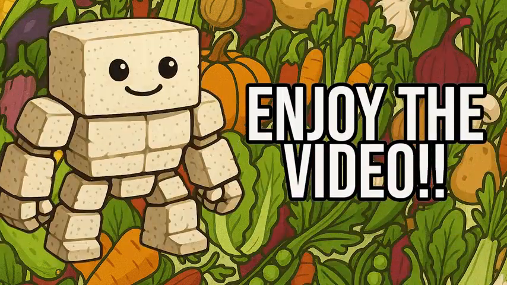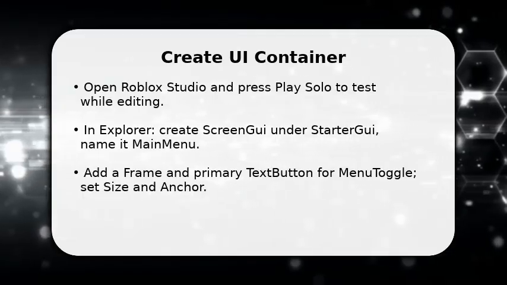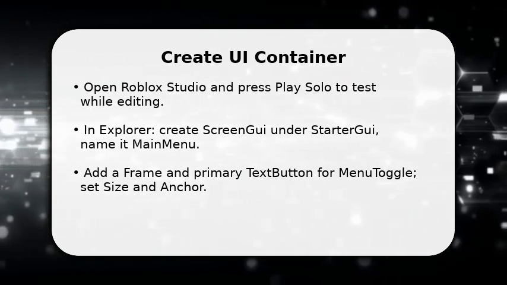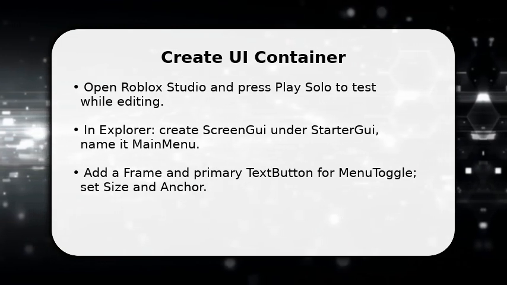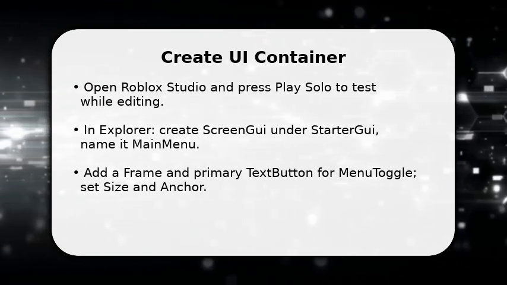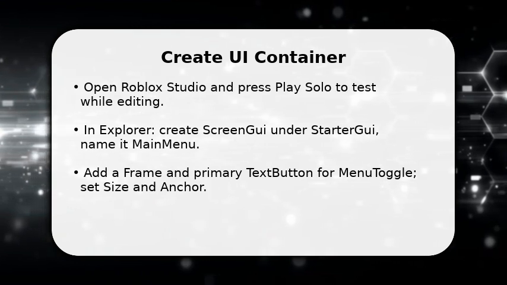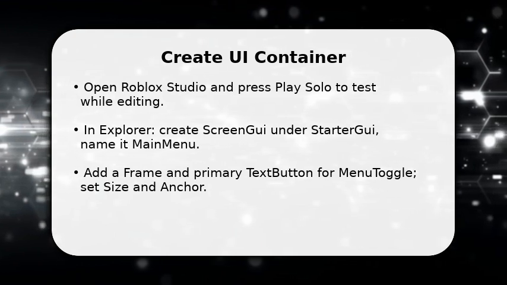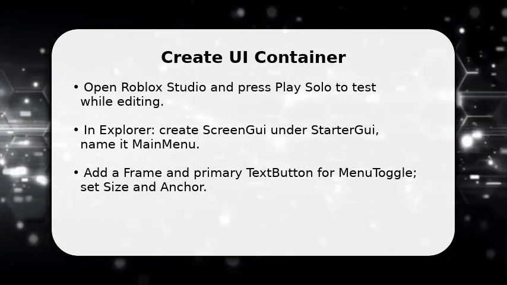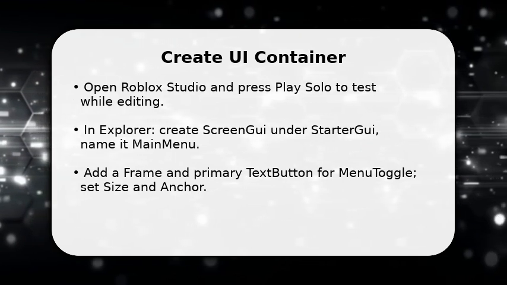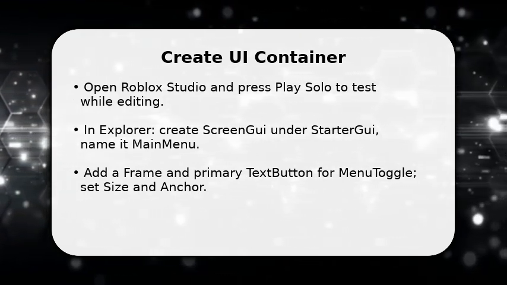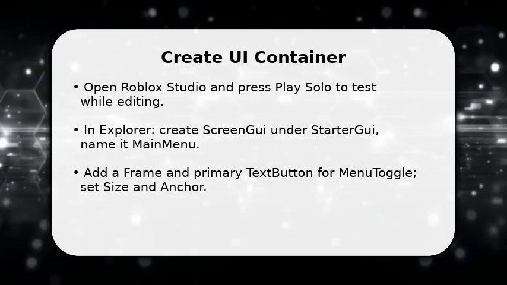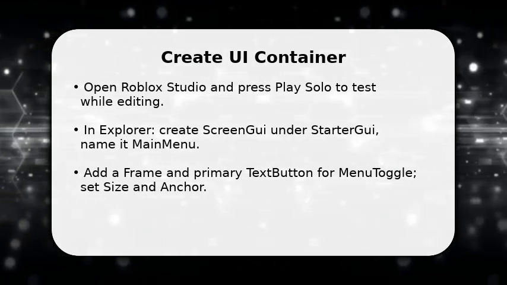Please enjoy the video. You begin by making the UI container. This ensures your menu appears for each player. Open Roblox Studio and enter Play Solo so you can iterate live. In Explorer, create a ScreenGui inside StarterGui and name it Main Menu. Then add a frame as the menu panel and a TextButton labeled Menu Toggle. Make sure to set size and anchor properties to match different resolutions. This step gives you immediate visual feedback and a stable canvas to script interactions from.